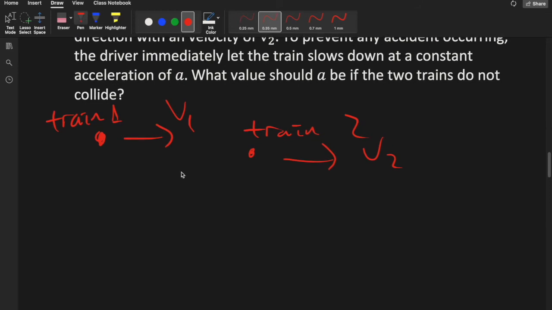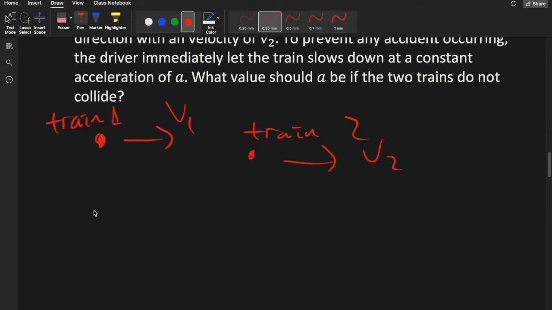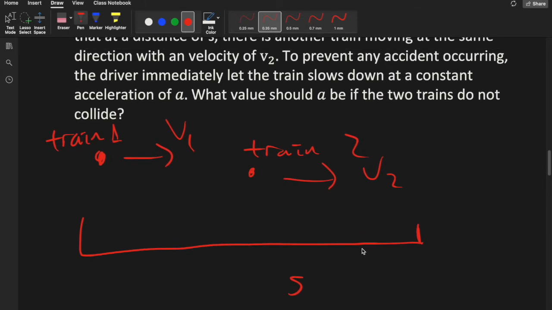So let me draw a clearer picture here. Let's say this is the total distance, so this is going to be s. What happens if they collide with each other?